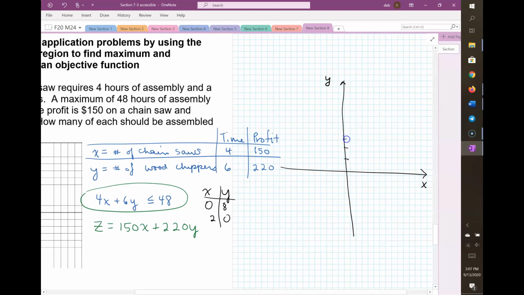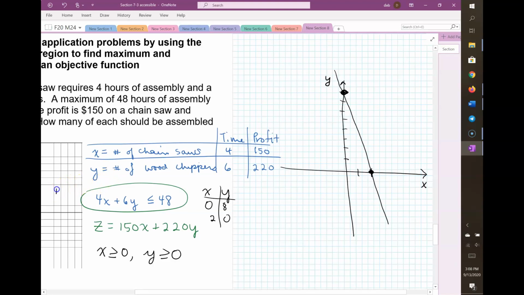So 1, 2, 3, 4, 5, 6, 7, 8. Here's my y-intercept. 1, 2. Here's my x-intercept. So here's my line. Oh, and now I need to make sure I have x greater than or equal to 0, and y greater than or equal to 0, because I don't want to look at negative numbers of chainsaws. And then we said we need to graph the inequality.